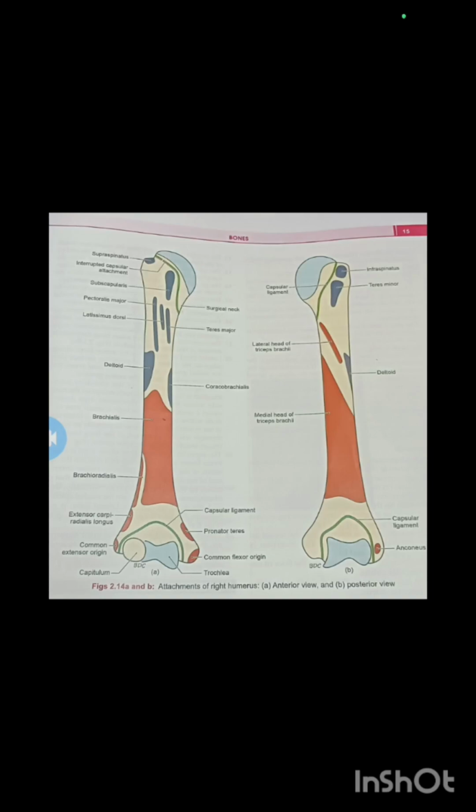Hello everyone. Today our topic is humerus attachments. Let's start our topic.